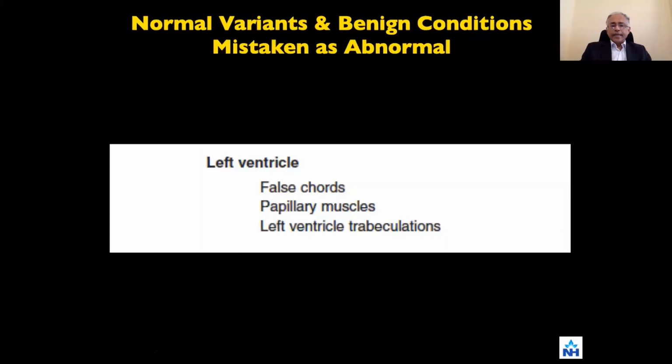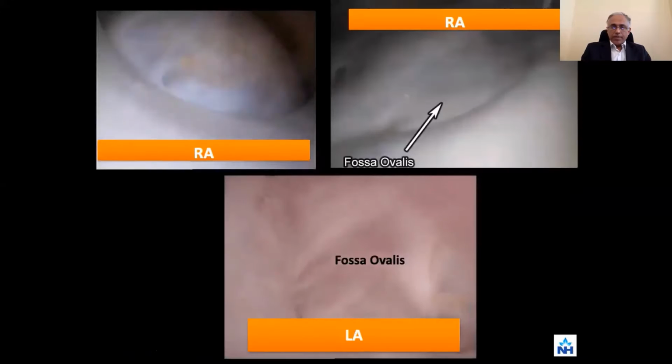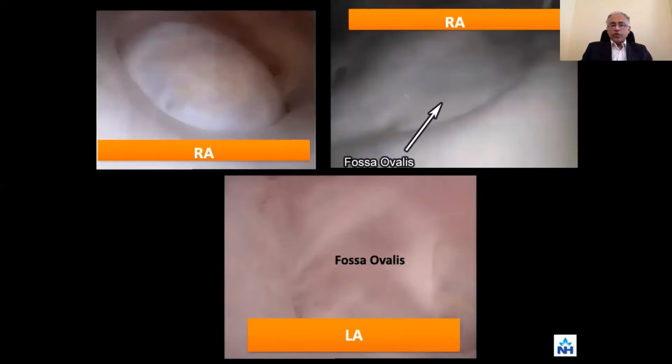So in the left ventricle, you have the false cords, which are also termed false tendons, and then you have the papillary muscles, and then the prominent left ventricular trabeculations. Now let's look at the septum. I have created this as a separate entity because even the septum can give you some confusion sometimes. What should we know of?